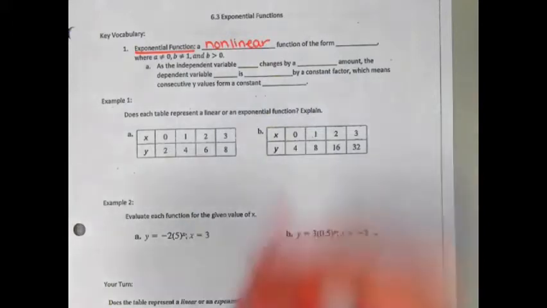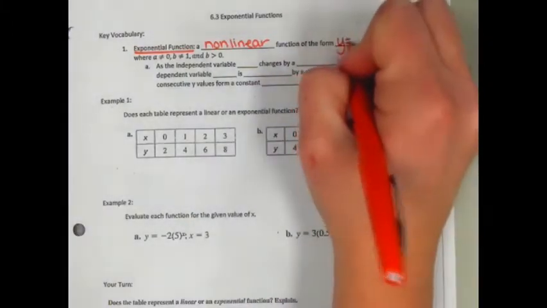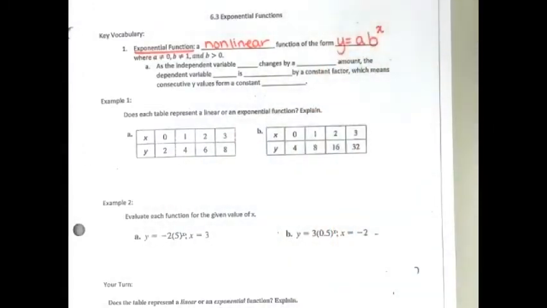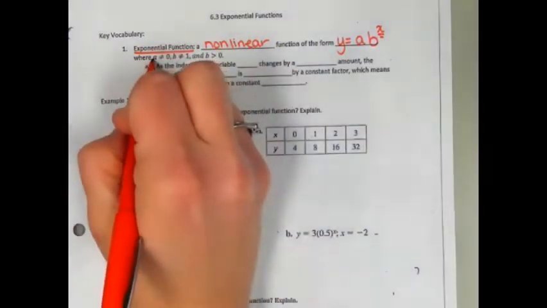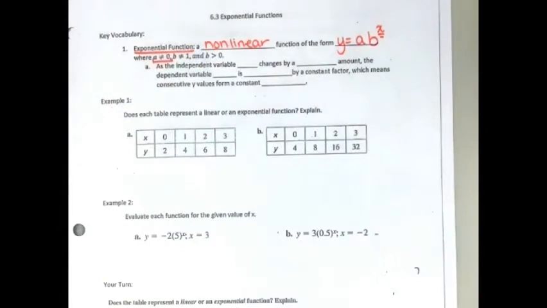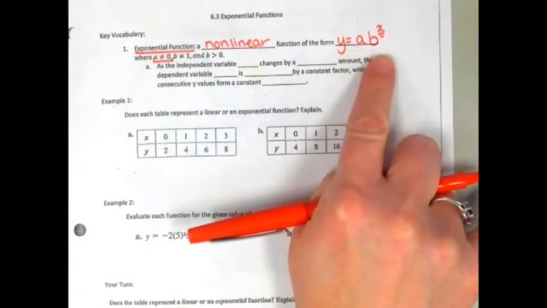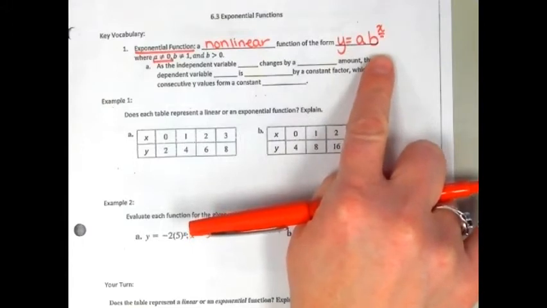In the form of y equals a times b to the x power. So if you notice, x is my exponent, right? So you know it's exponential when the x is your exponent, okay? Where a cannot equal 0, because if a is 0, what's 0 times anything? 0, so we actually have a constant function.